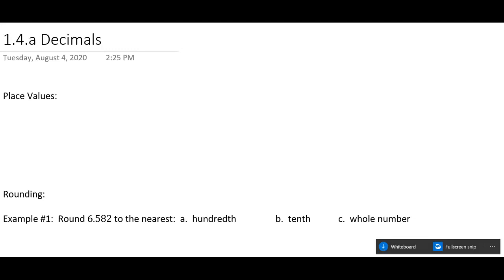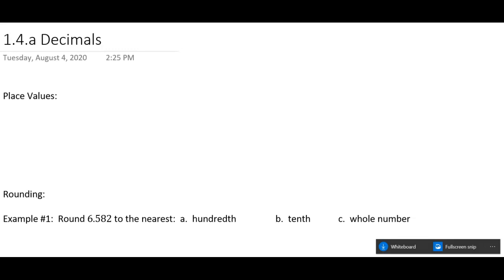In 1.4, we'll talk about decimals. A lot of times in algebra, we like things in the form of a fraction. It allows us to do certain things. But in your science classes, a lot of times they will use decimals. And we do use decimals in algebra as well, but sometimes we see more fraction form for values. But we're going to talk about decimals here.